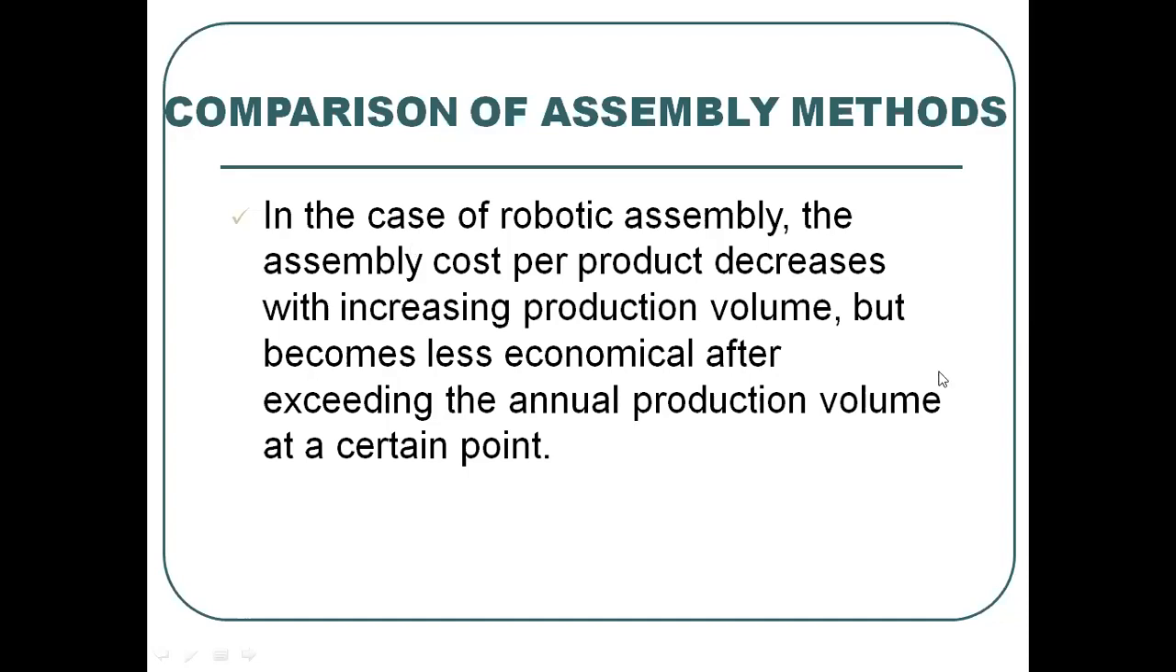Other thing is, in case of robotic assembly, the assembly cost per product decreases, right? With increasing production volume, but becomes less economical. So there is some threshold, right? After this production volume, the assembly cost actually starts increasing after that point, right?